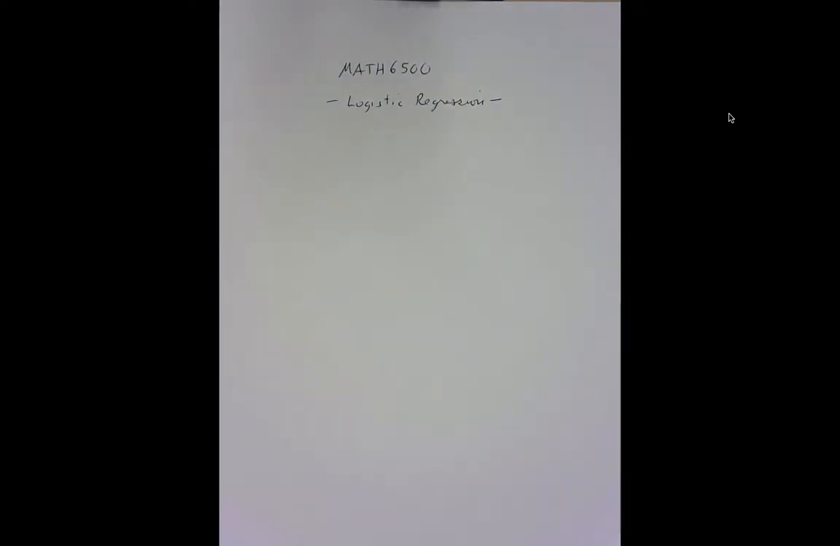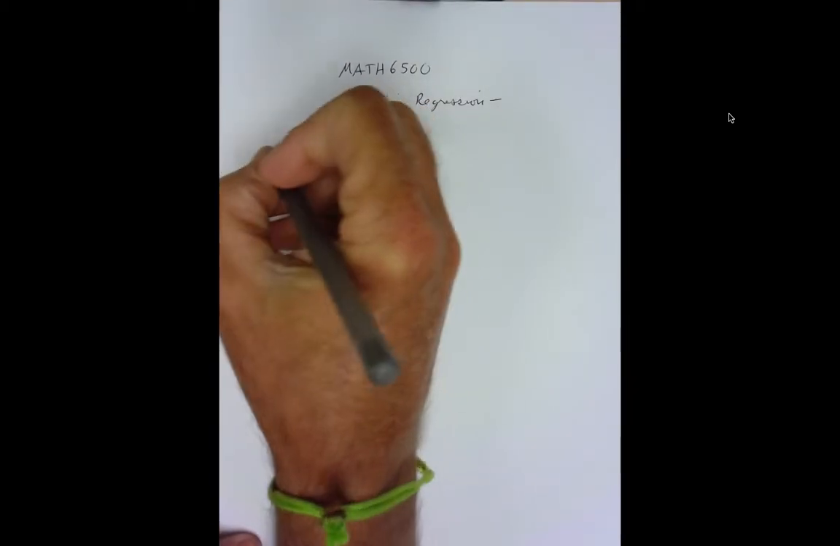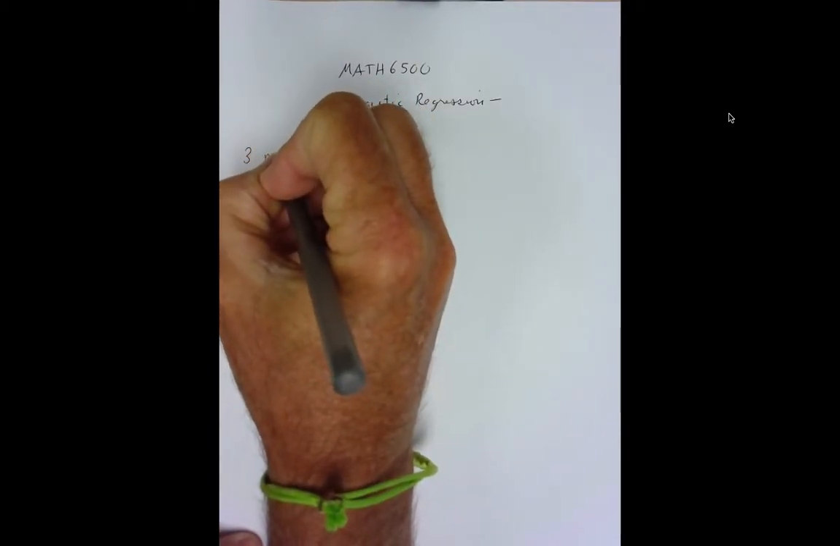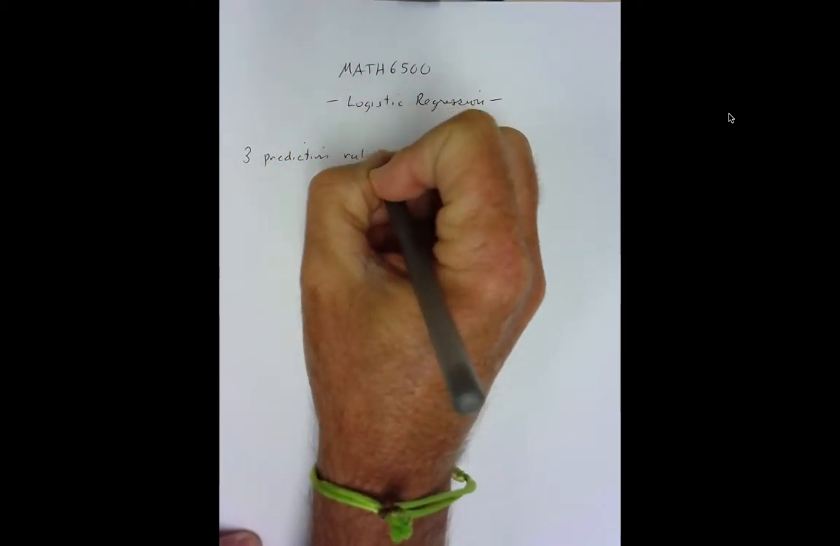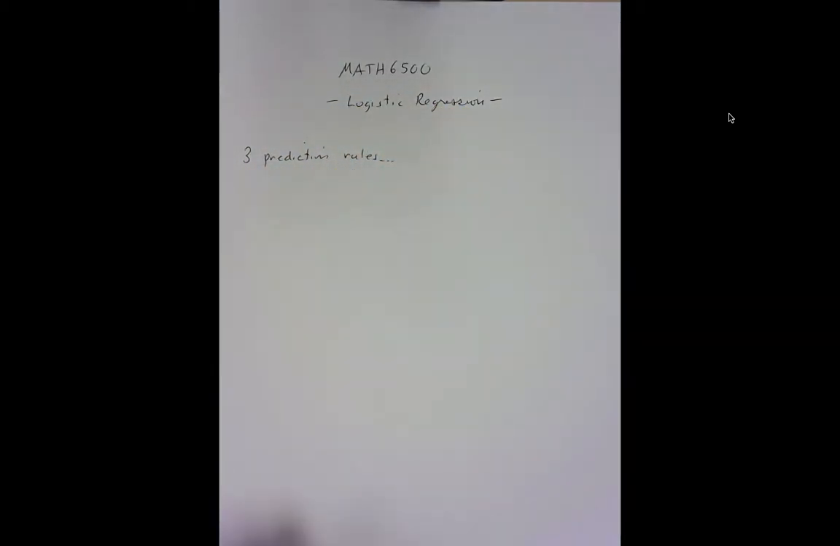All right, guys, Math 6500 Logistic Regression. What I'm going to talk about now are prediction rules, and what I want to give you are three possible prediction rules. Actually, there's going to be four, but I have no idea why I'm putting three.